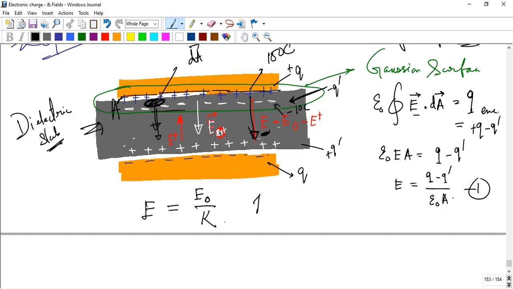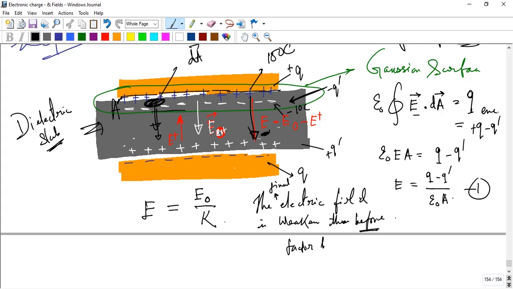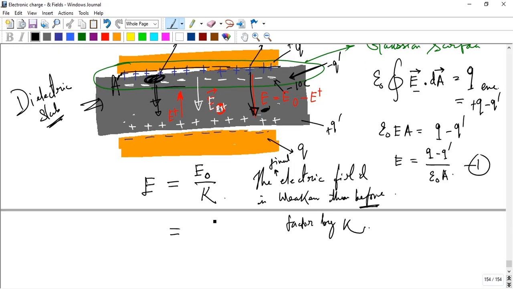So the final electric field is weaker than before. Before means when the dielectric slab is not placed here. It is weaker by the factor K, so that is E0, that is Q over epsilon naught A, divided by K. That is equation number 2.